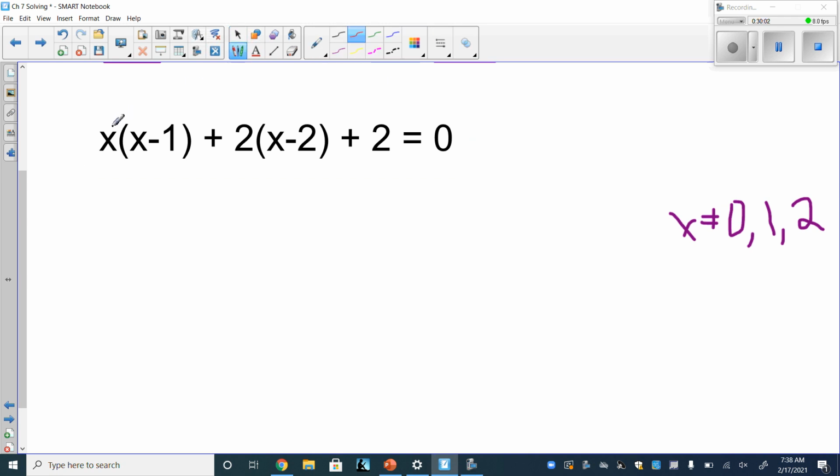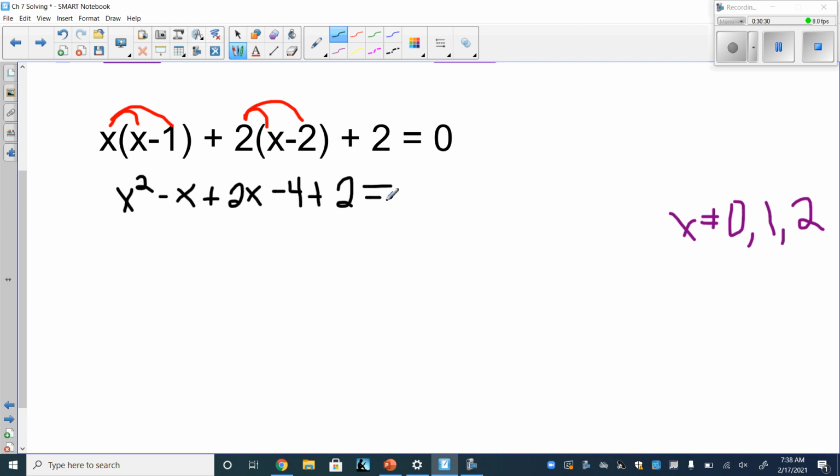So the first thing we can do here is multiplying through by x, and multiplying these two here by 2. And if we do this here, x times x would give us x squared. X times negative 1 would be negative x. 2 times x would be plus 2x, and 2 times negative 2 would be negative 4. Plus 2 is equal to 0. So we finished multiplying through there.